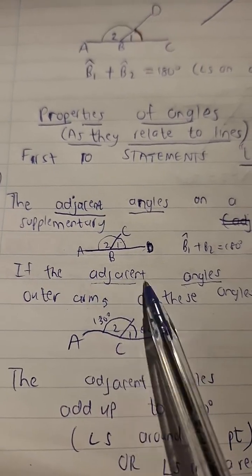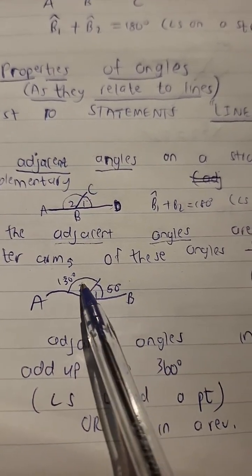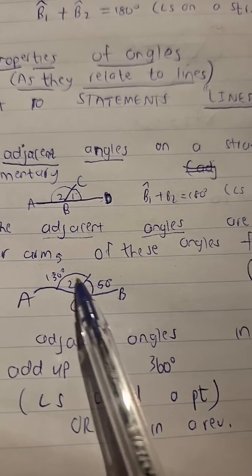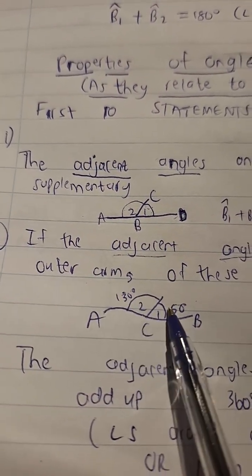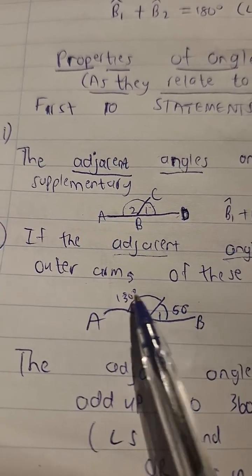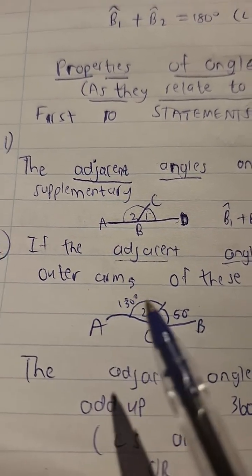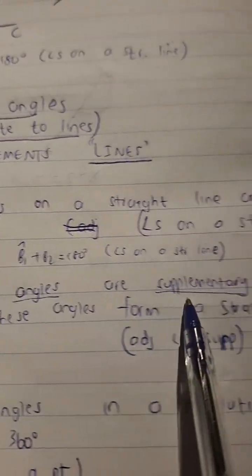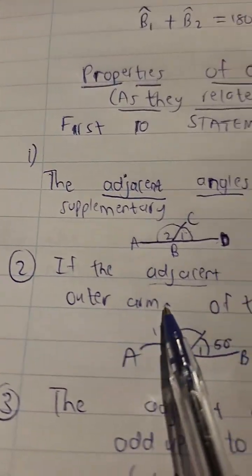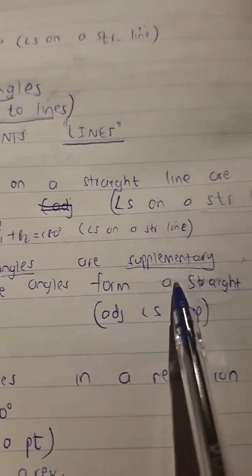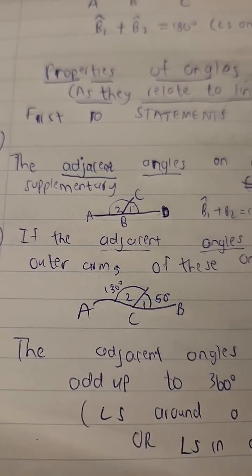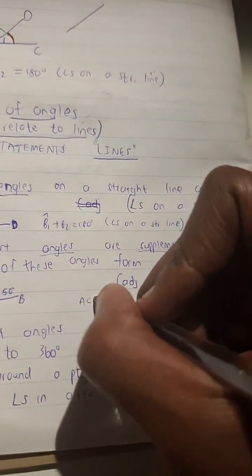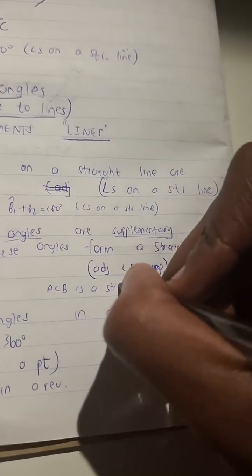This is a true theorem statement, which means that if the angles that are next to each other, in other words, if the adjacent angles are supplementary, in other words, these two angles do add up to 180, do they? What's 50 plus 130? It's 180 degrees. Therefore, it says if the adjacent angles are supplementary, the outer arms of the angles form a straight line. So is ACB a straight line? Yes. ACB is a straight line.